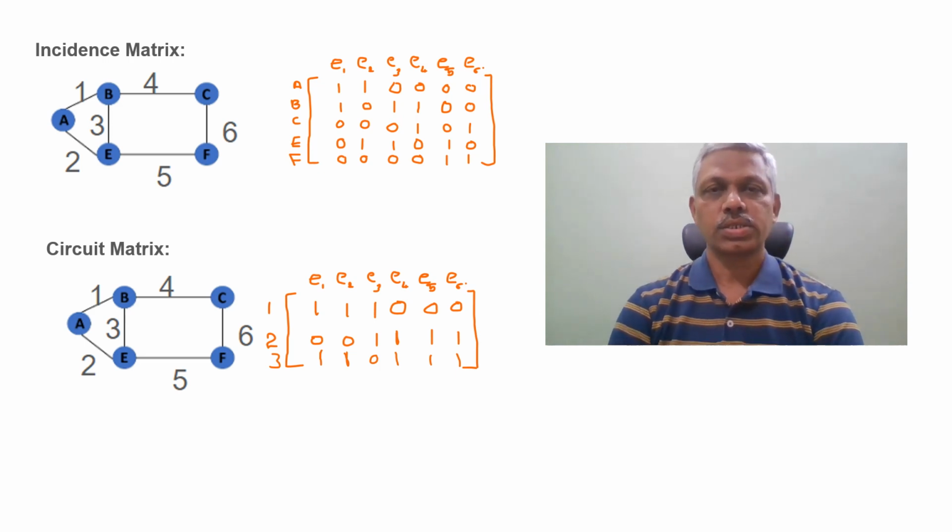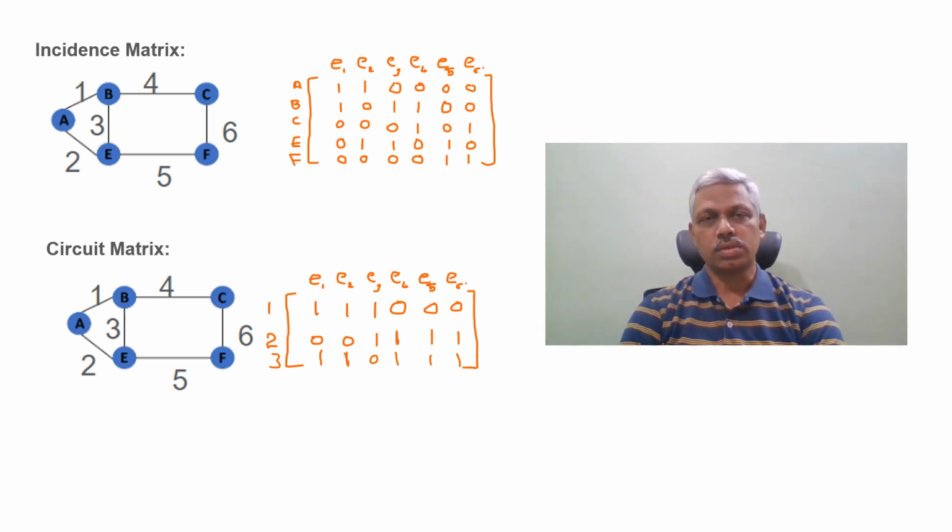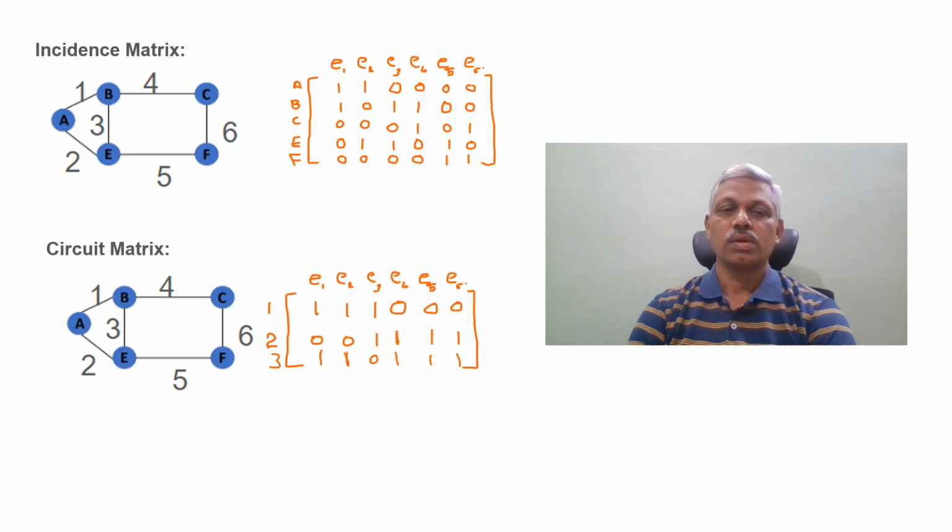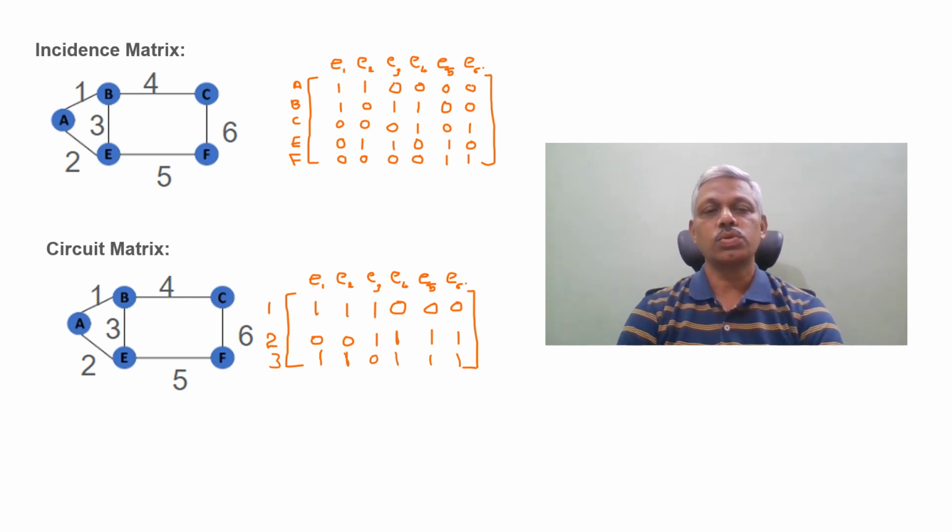Similarly, circuit matrix can also be represented with respect to the cycles present. So in this case, 2 cycles are there, and we can represent them in the form of edges 1, 2, 3, and another cycle is 3, 4, 5, 6. Cycle 1 will have 3 edges, 1, 2, 3, and cycle 2 will have 3, 4, 5, 6. Of course, we can also have another cycle here, 1, 2, 5, 4, 6. This is also another cycle that may be taken here. So we can have a circuit matrix.